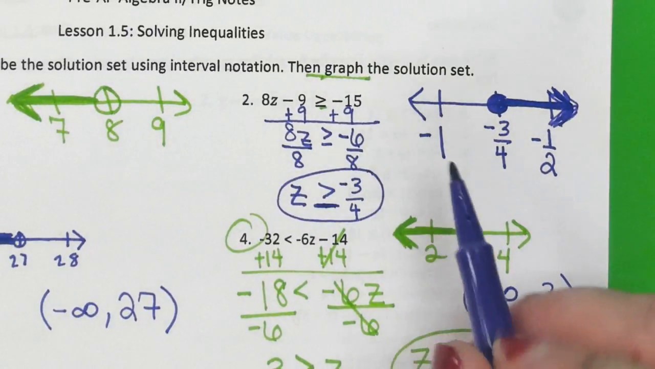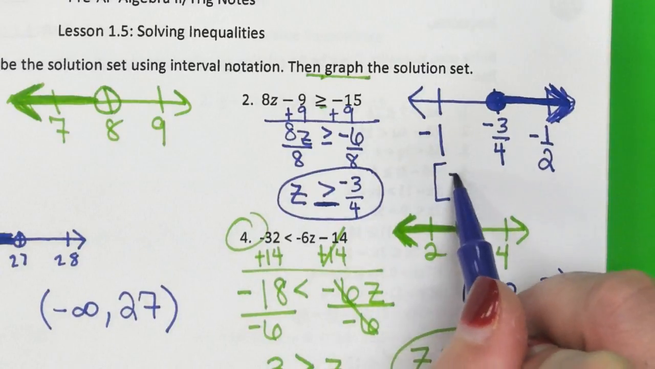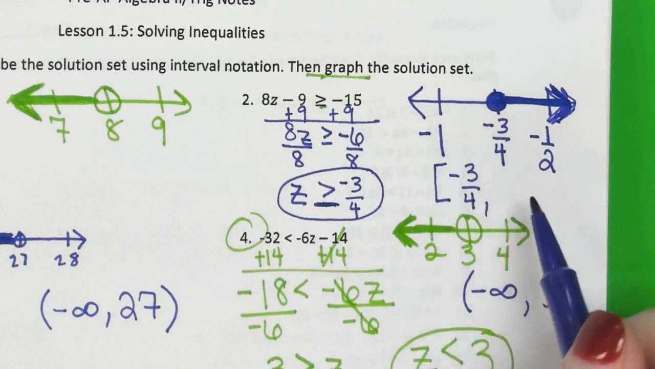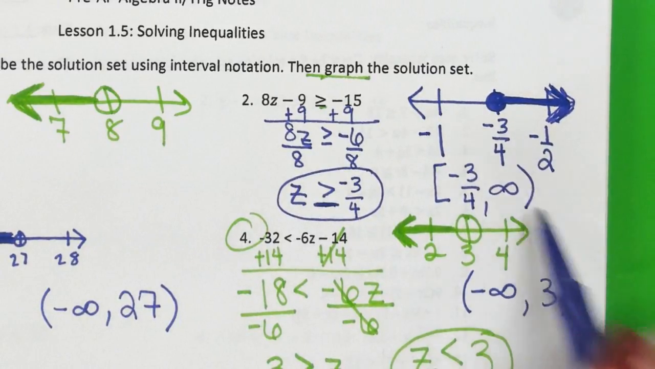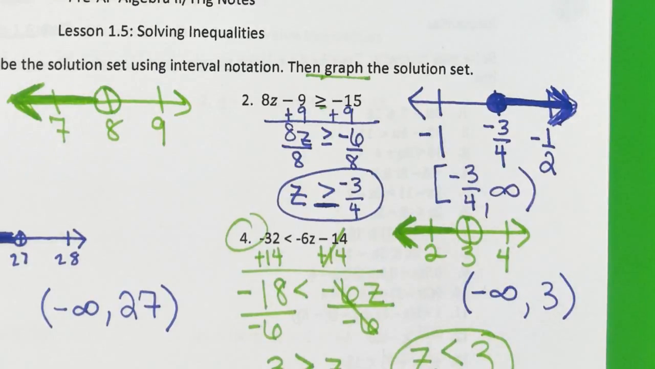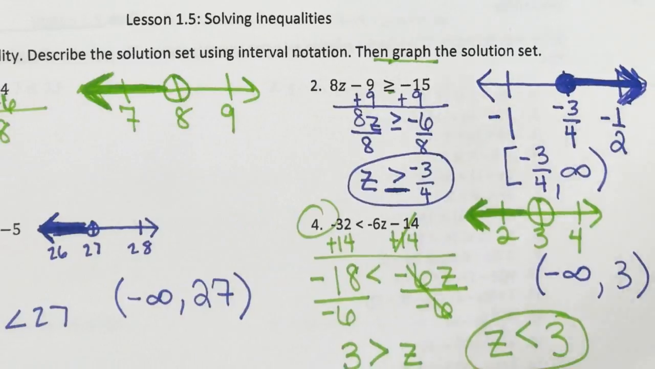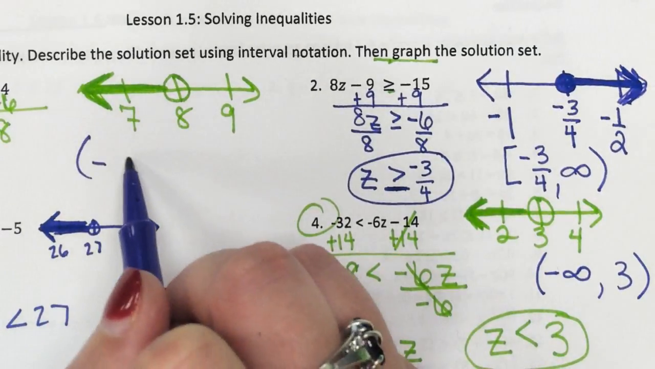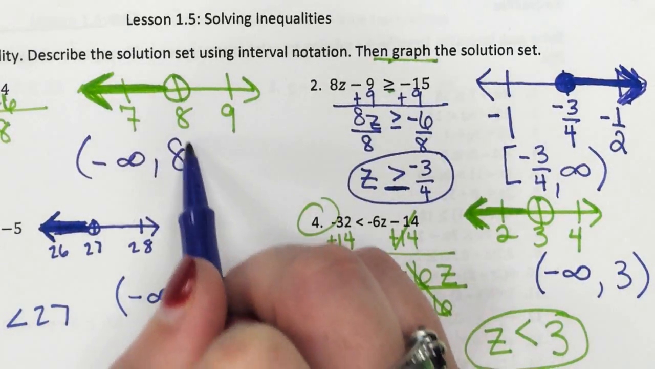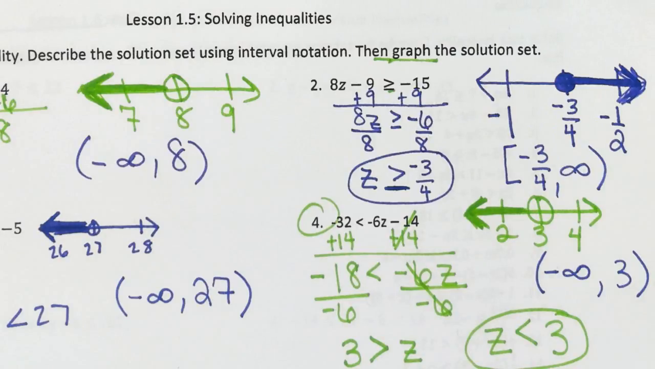Go. Negative 3. Bracket. Bracket. Positive infinity. Perfect. Look at you. Get that one right? 3 out of 4? All right. What about number 1? Parentheses, negative infinity. 8. Perfect. Y'all okay? Got it good?